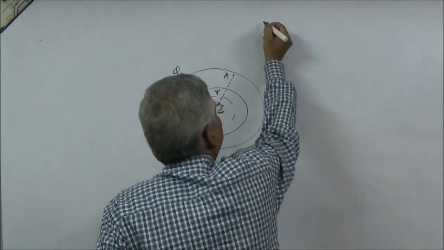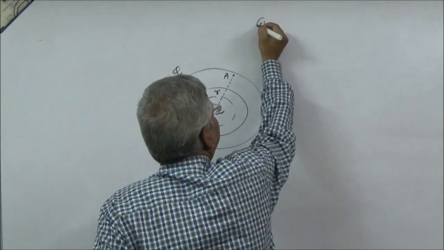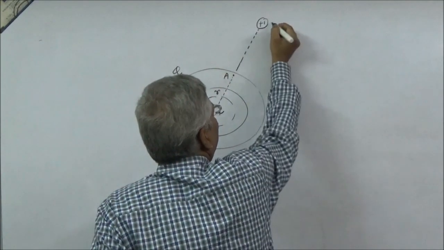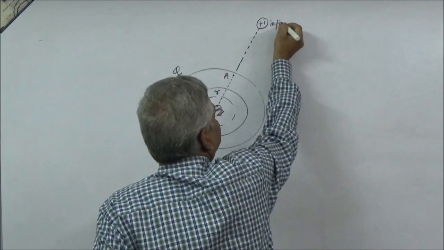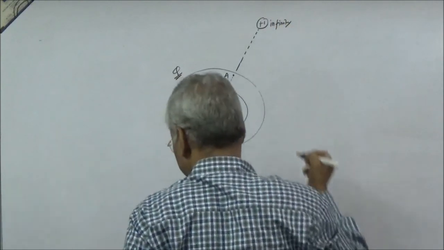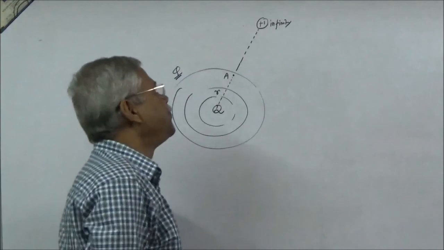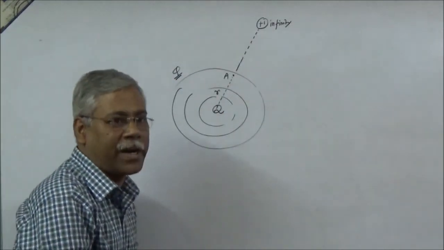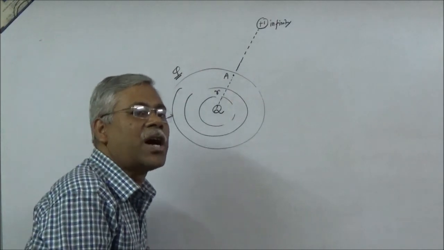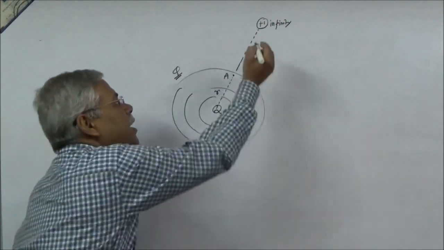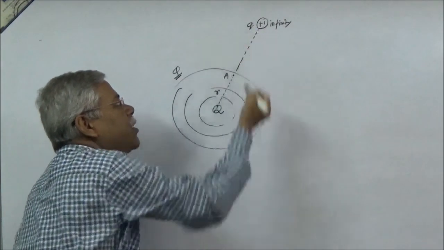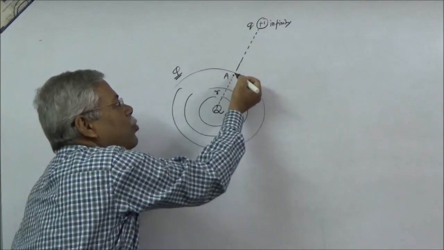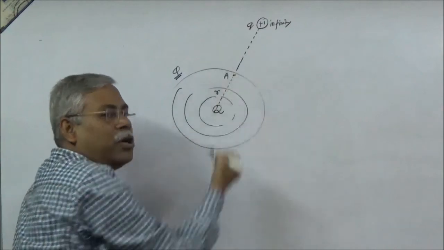So a charge will be brought from infinity to this point. In practice, a test charge is brought. So Q is the test charge. Work done to bring the test charge Q to this point is W.